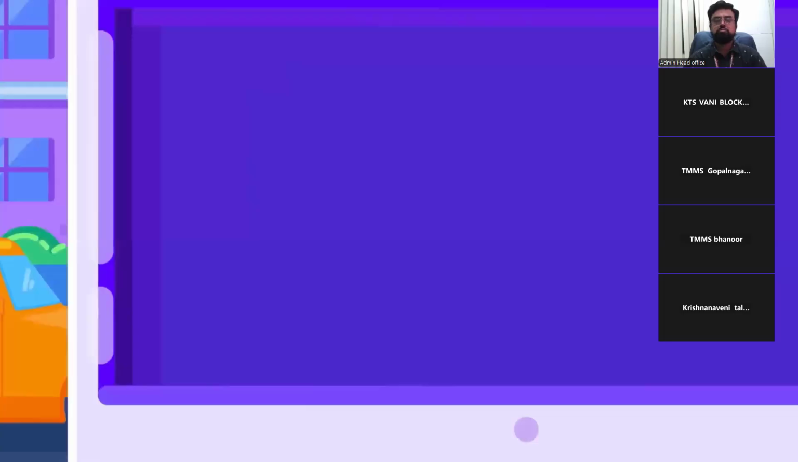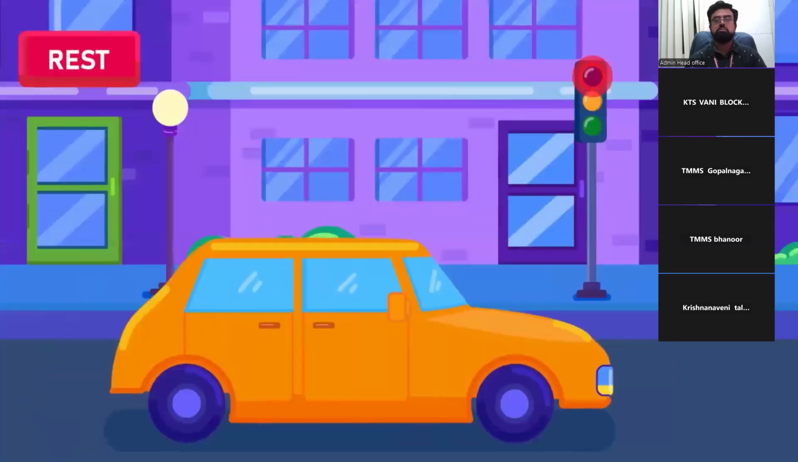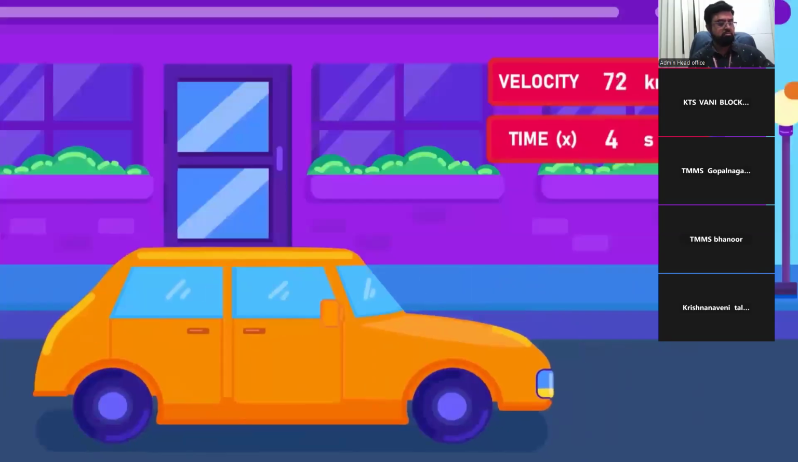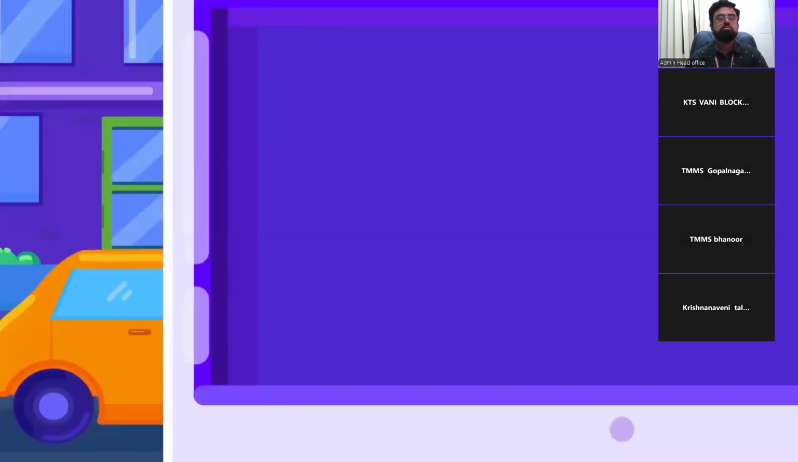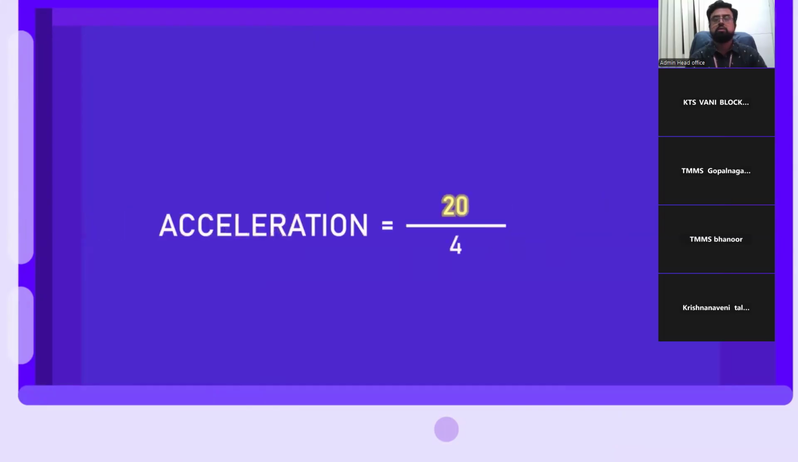The standard unit for acceleration is the unit of velocity divided by the unit of time, which becomes meter per second squared. The acceleration can be better understood with the following example. If a car starts from rest and reaches a velocity of 72 kilometers per hour in just 4 seconds, its acceleration can be counted as follows. The initial velocity is 0 since the car starts from rest. The final velocity is 20 meters per second, and the time elapsed is 4 seconds. Acceleration is then equal to 20 divided by 4, which is equal to 5 meters per second squared.